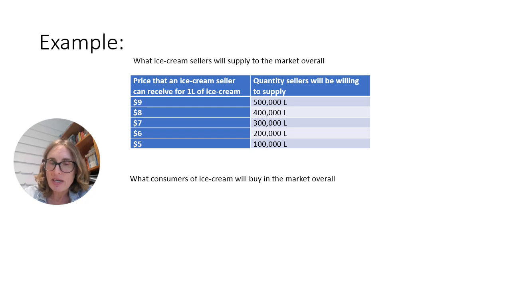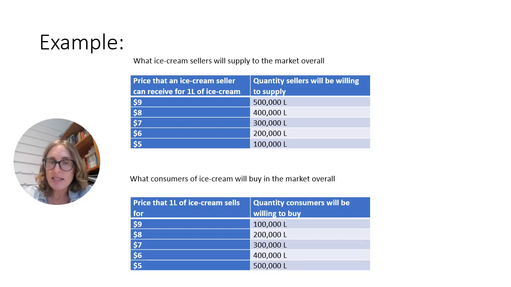As for what consumers of ice cream will buy in the market overall, let's imagine that at $9 a litre, consumers are not going to be buying a lot because it's very expensive. But at $5 a litre, they're going to be buying a lot more, aren't they? So what does this mean for the equilibrium price, do you think? Have a little look at those tables and try and work out what you think the price equilibrium would be, where the quantity supplied equals the quantity demanded. What do you think the answer is?